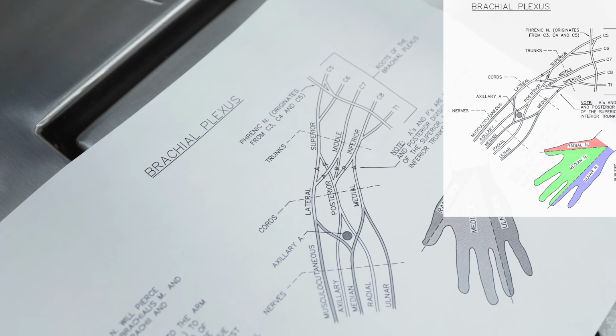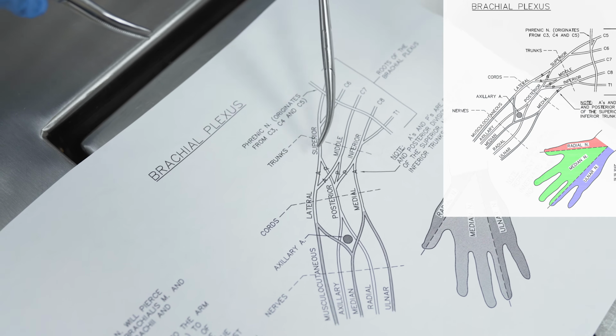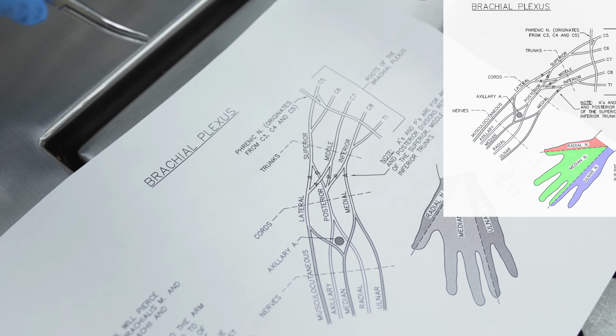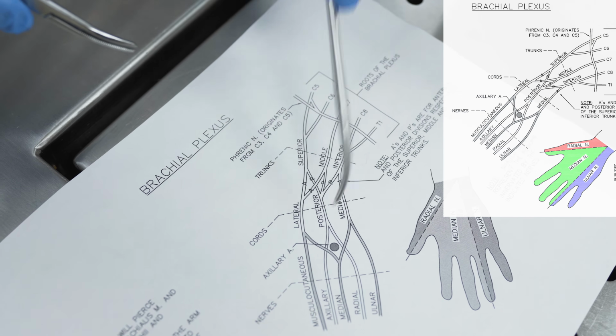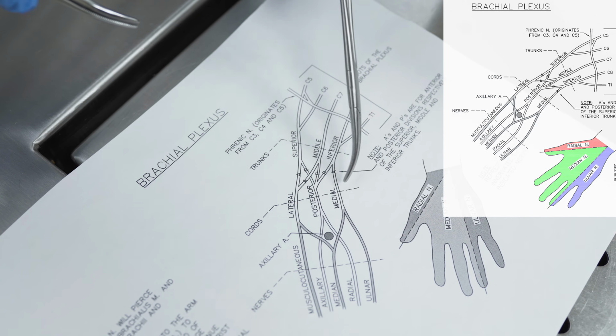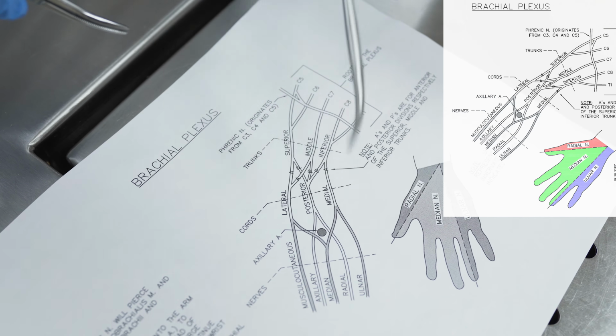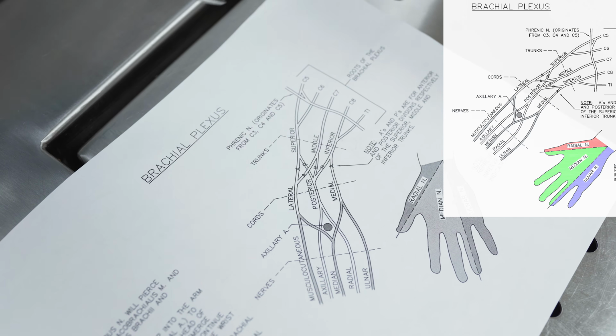And we come back over to the drawing, and we can see that the divisions rejoin to form cords here, right? So these 2 anterior divisions form lateral cord, all the posterior divisions form the posterior cord, and the anterior division of the inferior trunk forms the medial cord. So we want to see how that comes together.